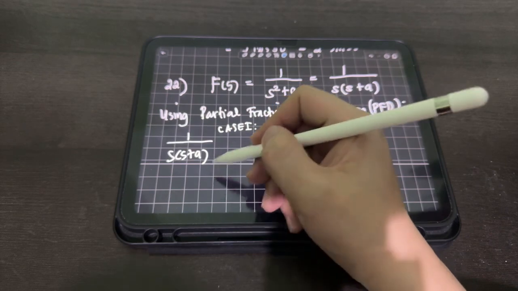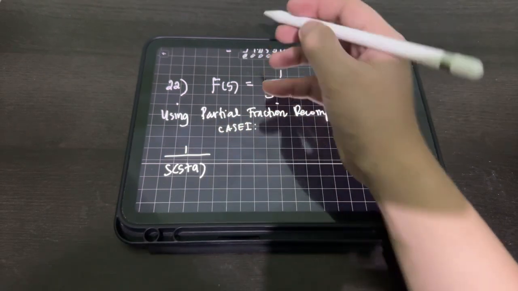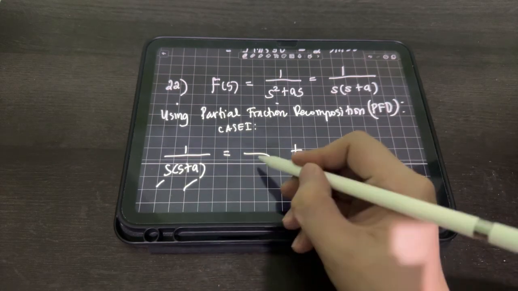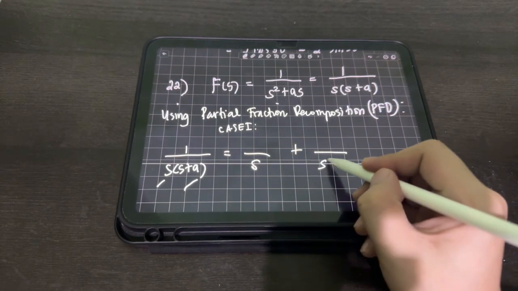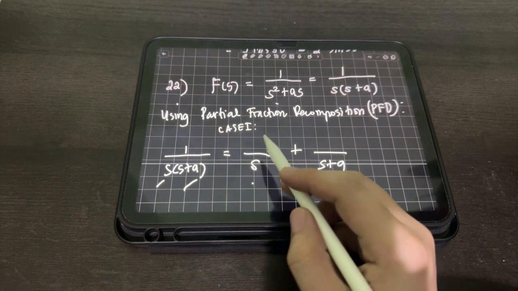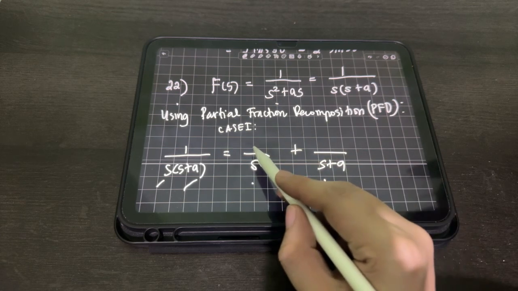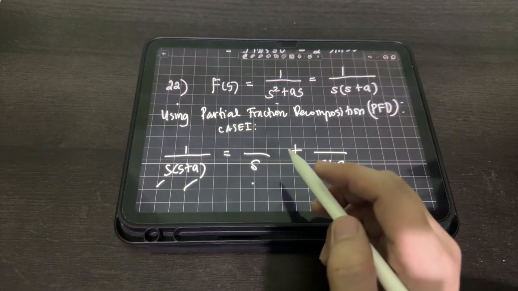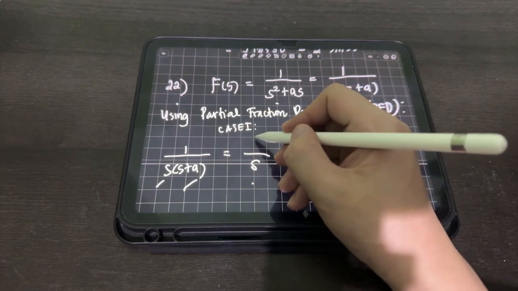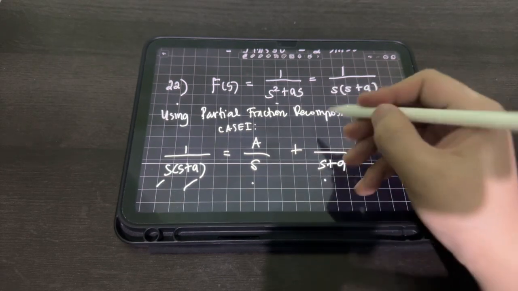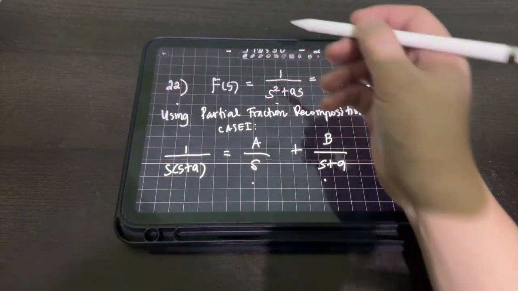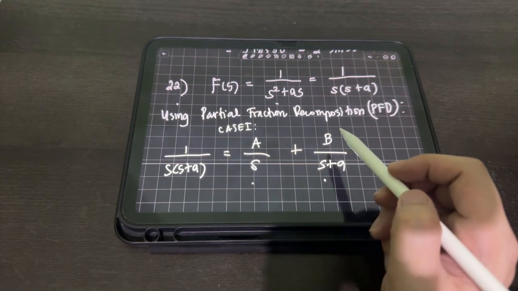So to decompose that as a sum of partial fractions, you'll just need to consider all the linear factors. You have the s and you have the s plus a. And since they are both linear factors, you can just put an unknown constant on their numerators. Usually we use capital letters of the alphabet. So for s, let's have capital A, and for s plus a, we have capital B. Okay, so the goal is to find the values of A and B.